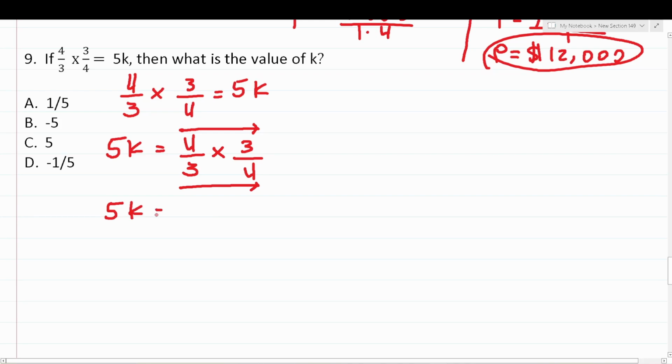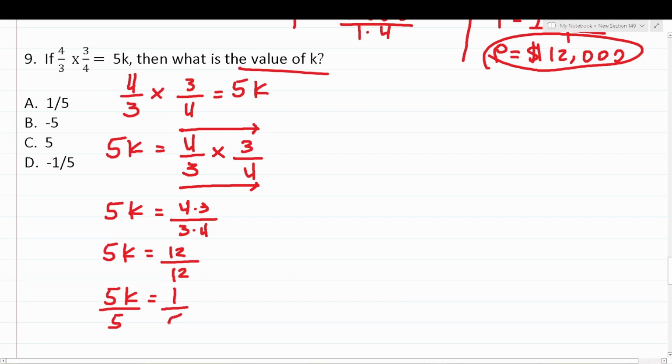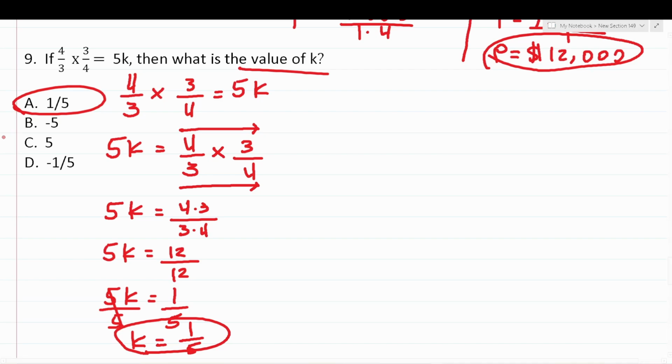We have 5K equals 4 times 3 over 3 times 4. Okay. 4 times 3 is 12. 3 times 4 is 12. 12 divided by 12 is 1. So this becomes 5K equals 1. Again, we're trying to find the value of K, so we're solving for K. So our next step is to divide both sides by 5. This crosses out here, leaving you with just K on this side. And as you can see, K is equal to 1/5. All right, so the answer to this one is A, 1/5. And all we had to do is multiply those two fractions together and then solve for K.